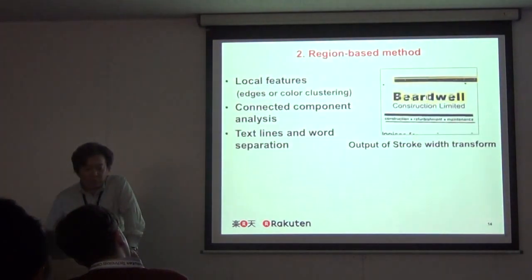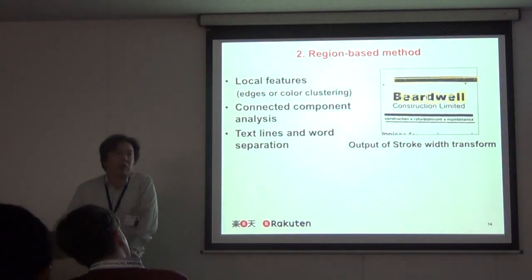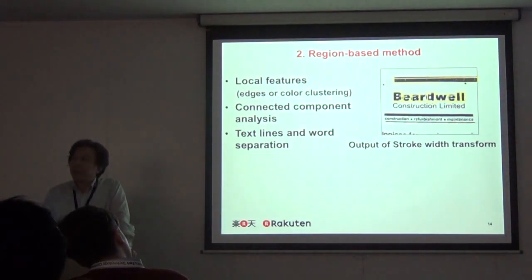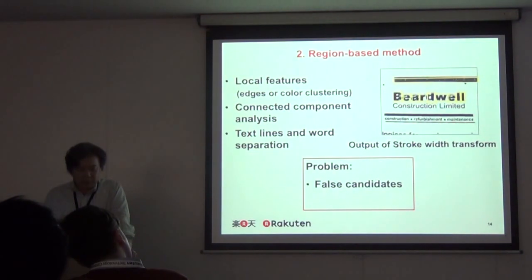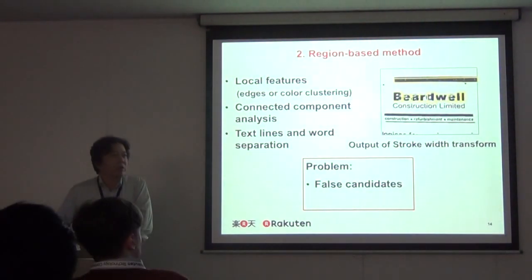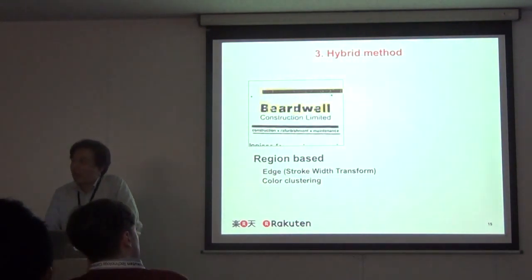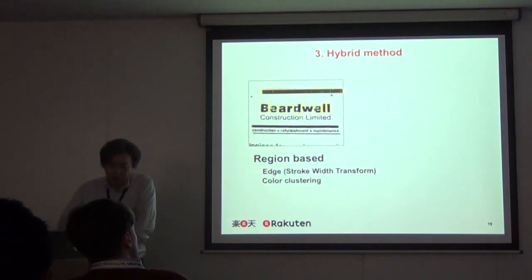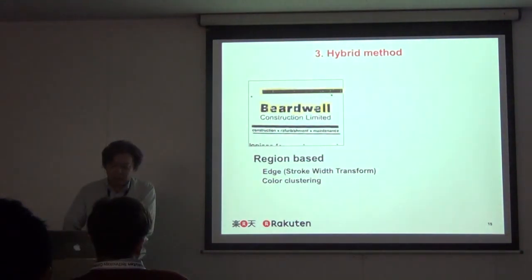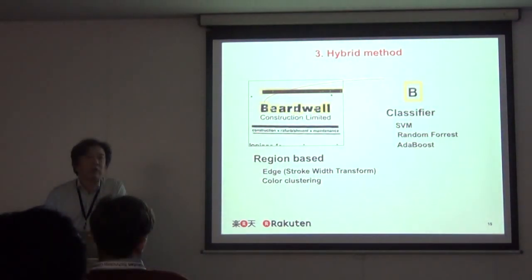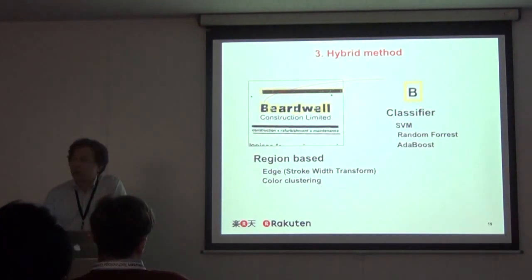The second type is called region-based. It tries to find local features based on edge detection or color clustering, followed by component analysis and so on. But again, the problem is it may contain some false candidates. So therefore, the third type is a hybrid of these two methods. It's getting a lot of attention these days to avoid these problems. Based on region-based, it classifies detected regions by using some machine learning techniques. But even with these latest methods, of course, there are some problems. Otherwise, we wouldn't have any work.